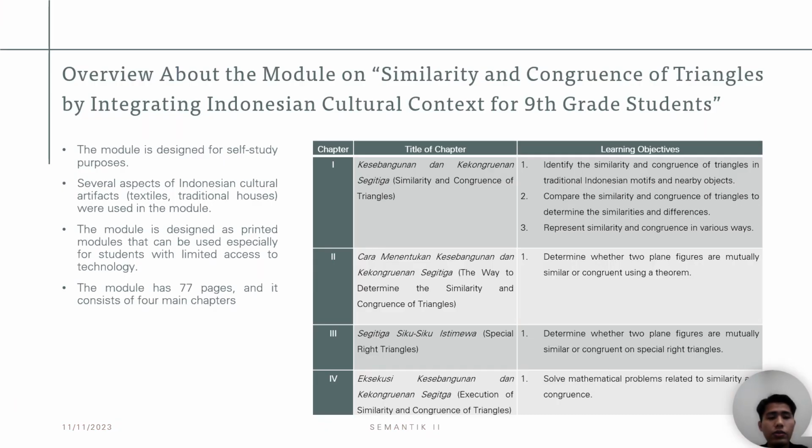Now we move to the overview of the module on similarity and congruency of triangles by integrating Indonesian cultural context for 9th grade students. So the module was designed for self-study purposes, and several aspects of Indonesian cultural artifacts such as textiles and traditional houses were used in the module. And then the module is designed as a printed module that can be used especially for students with limited access to technology. This module consists of 77 pages with 4 main chapters. The title of each chapter and its learning objectives can be seen in the table on the right of the slide of the presentation.